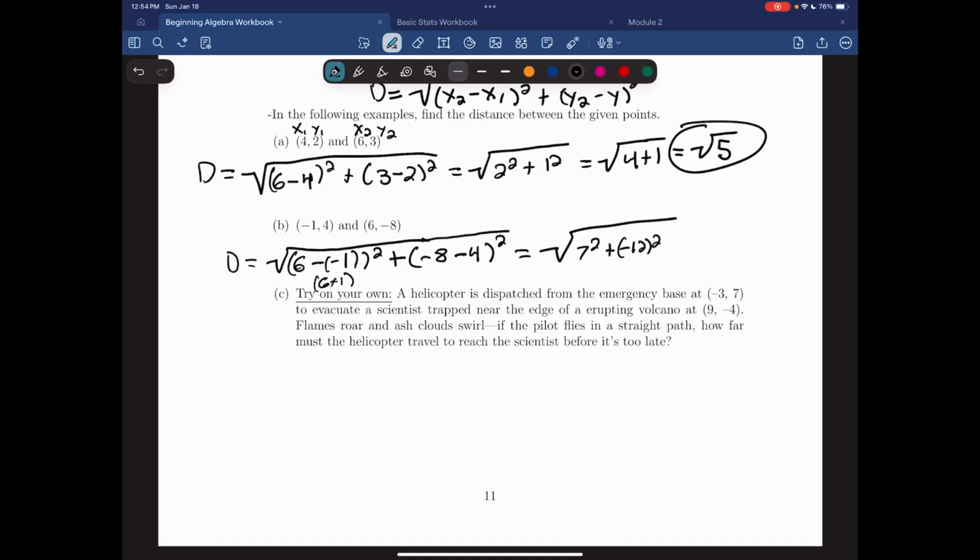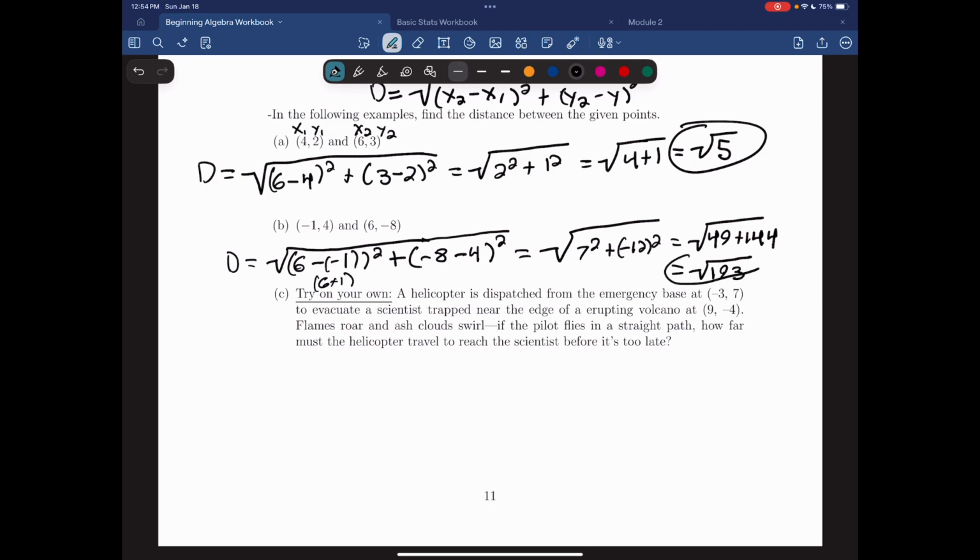And this ends up becoming 7 squared is 49, 12 squared is 144, and 49 plus 144 is 193, so we get the square root of 193.